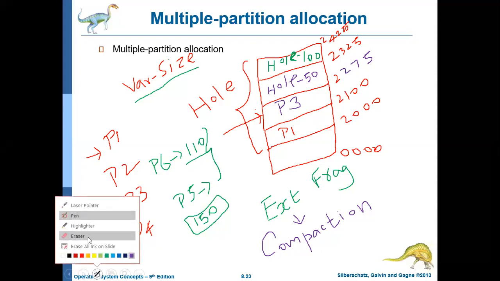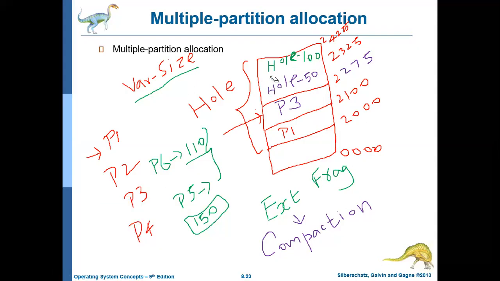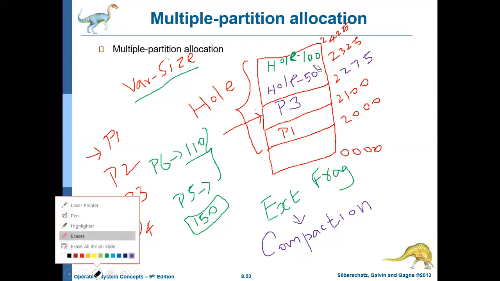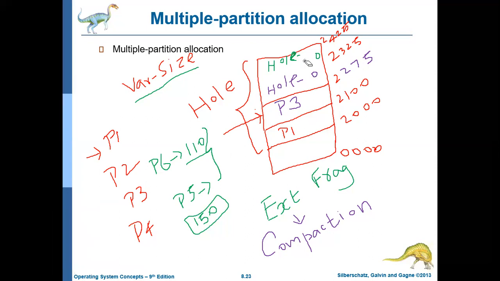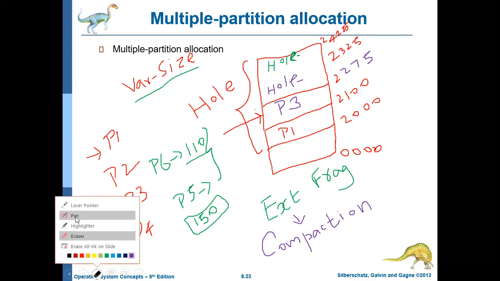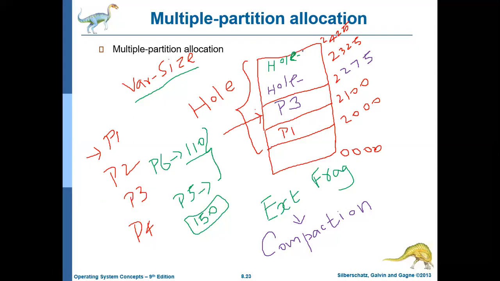Now the operating system also, as there are two adjacent holes, whenever there are two adjacent holes, the operating system will merge these two holes and make it a single hole. Now there are not two holes, there is only one hole of size 150 MB. So this process that is done by the operating system is called compaction.